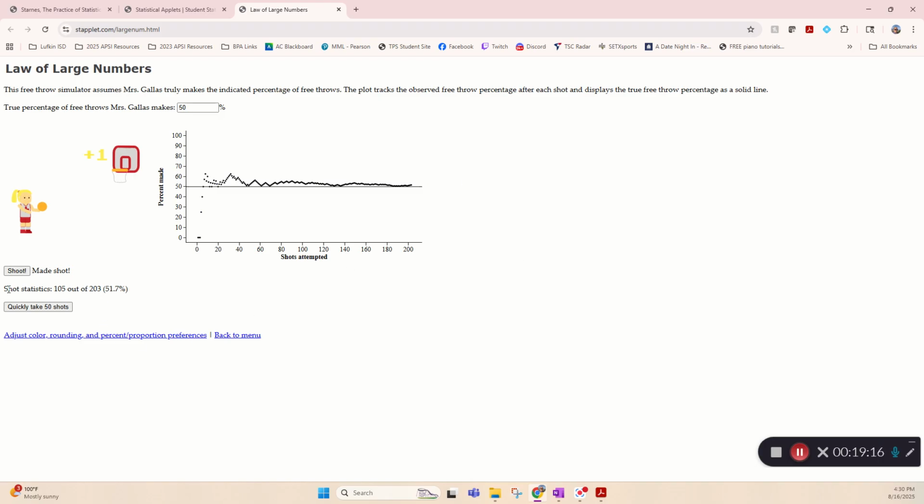If we look down here at the shot statistics, she's at 51.7%, having shot 203 shots. I'm going to do 50 more. Now it's at 49.8. So we're getting pretty close to 50%.